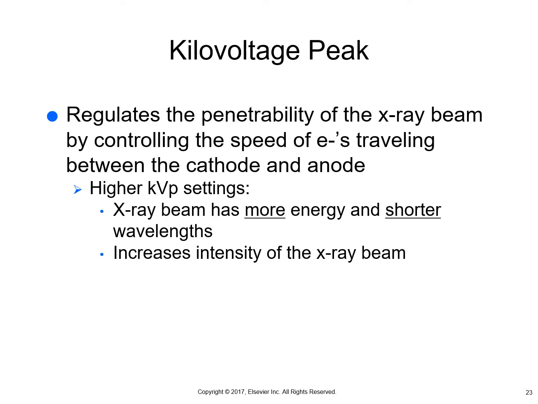So kVp regulates, and this is on page 27 in your book, the penetrability of the X-ray beam by controlling the speed of the electrons that travel between the cathode and anode. Again, higher kVp means that the beam has more energy and shorter wavelengths, so it's going to increase the intensity of that X-ray beam.